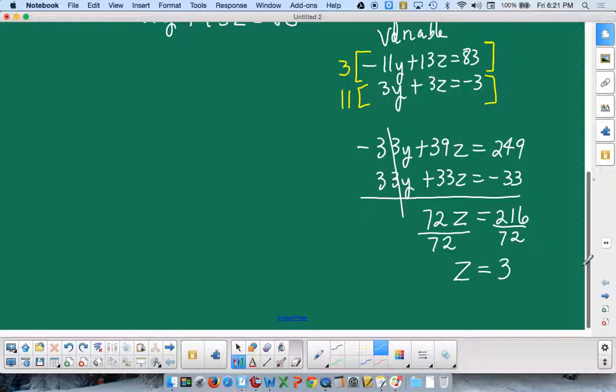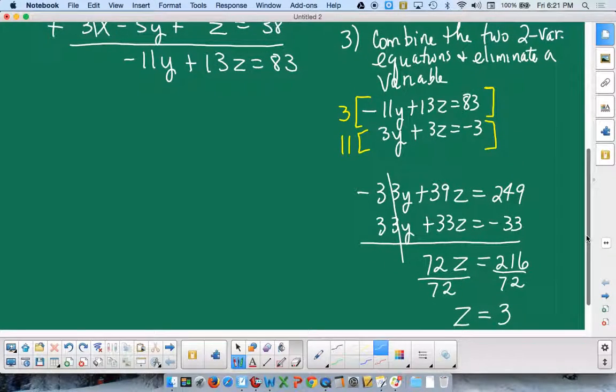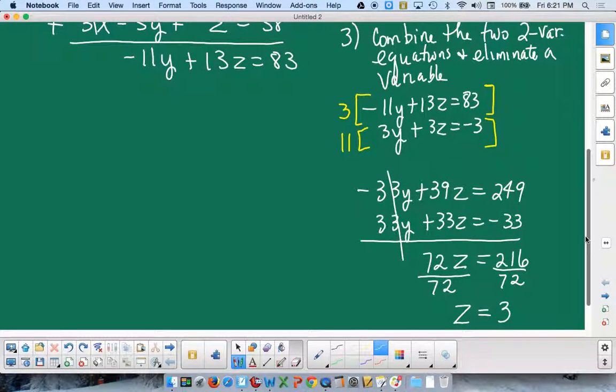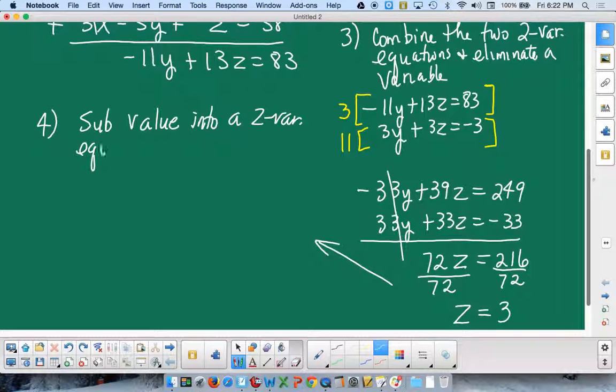Problem is, I need to also find x and y. Does anybody remember how you do that? Well, sure. Once you have one variable figured out, you can now go back. Step 4: you're going to sub the value you just found into a 2-variable equation and solve for the remaining variable.